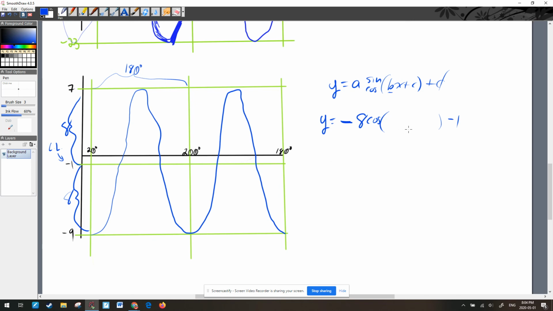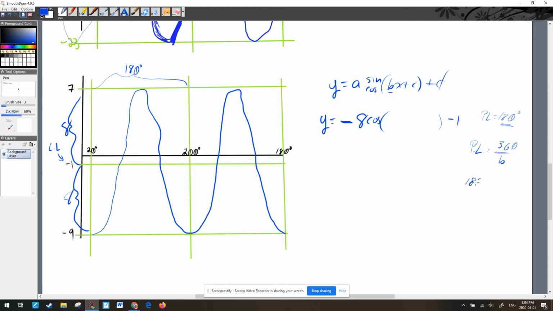Okay, so it's got a period length of 180 degrees. But I've got that equation that says period length normally is equal to 360 divided by b. Now, this is the same period length we did earlier on. I'm just going to re-emphasize it again. I know the real period length is 180.